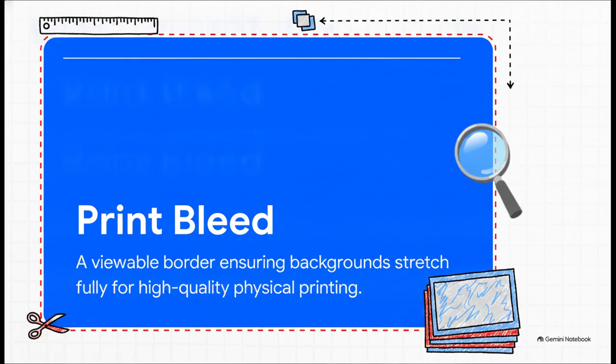But before you do, especially if you're printing a physical product, you need to jump into the file settings and turn on Print Bleed. This is just a viewable border around the edge of your canvas, but it guarantees your background stretches all the way to the edge. That way, when it's physically cut at the printer, you don't end up with those awkward, cheap-looking white margins.